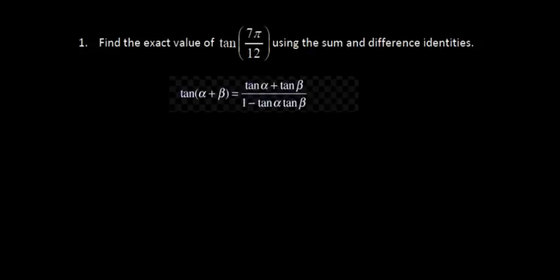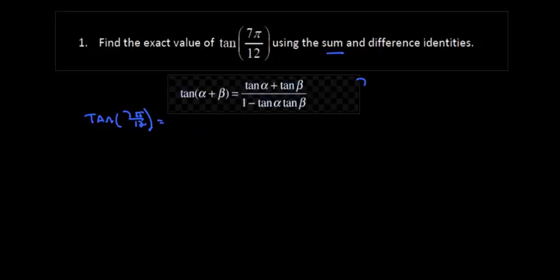Okay, to evaluate this problem, what we're going to do is split tangent of 7 pi over 12 up into... we're going to use the sum for this. You could use difference if you want to. This is going to be easier than using a double angle half angle formula.